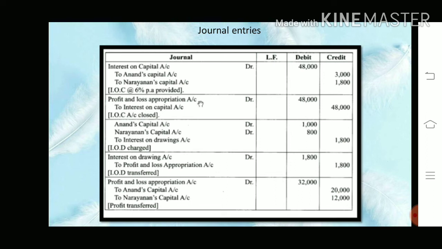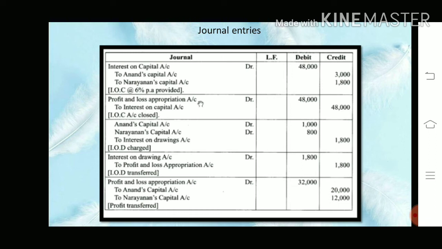இந்த ஜேர்னல் எழுதிட்டு நம்ம ப்ராஃபிட் லாஸ் அப்ராப்ரியேஷன் அக்கௌண்ட்லேருந்து அமௌண்ட் எடுத்து ஈஸியாக நம்ம இதில் என்டர் பண்ணிக்கலாம். ஸோ இன்ட்ரெஸ்ட் ஆன் கேபிட்டல் ஆக்சுவலி 4,800, நாட் 48,000, 4,800. Anand capital account 3,000, Narayanan capital account 1800. Then profit and loss appropriation account debtor to interest on capital account 4800. See, interest on capital account is closed, closing entry.